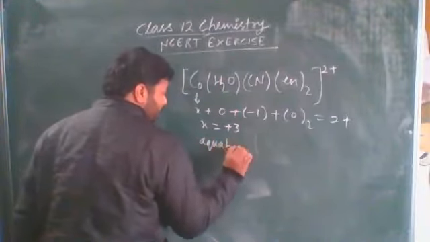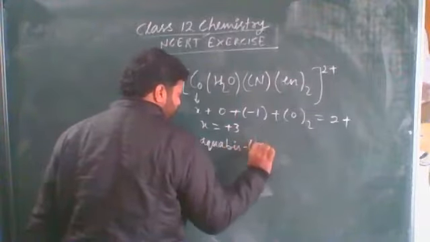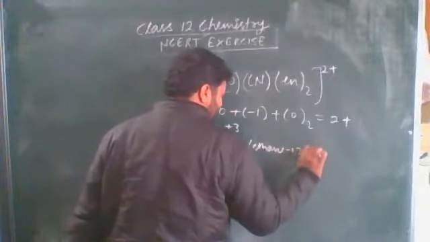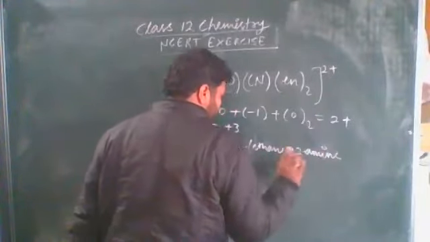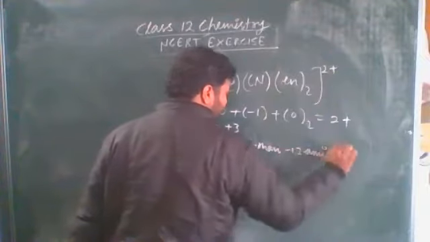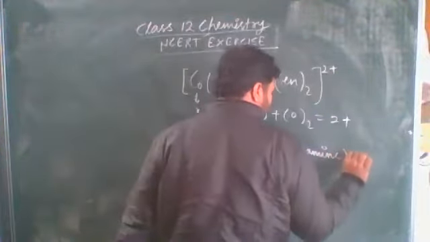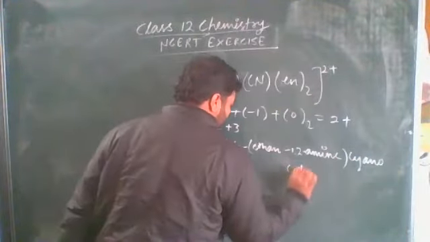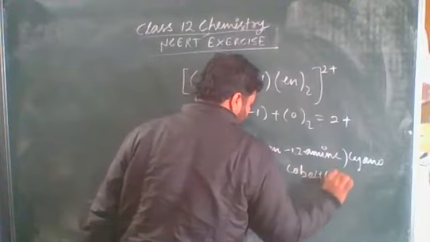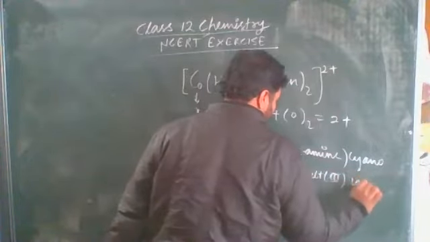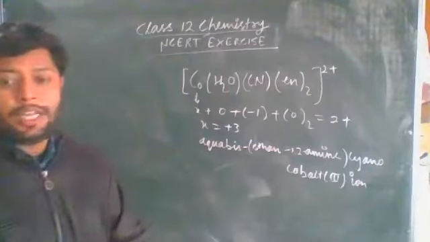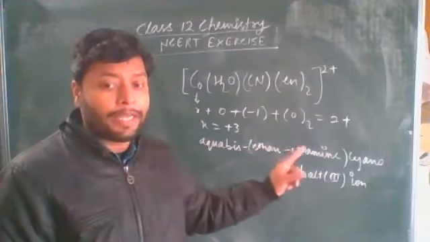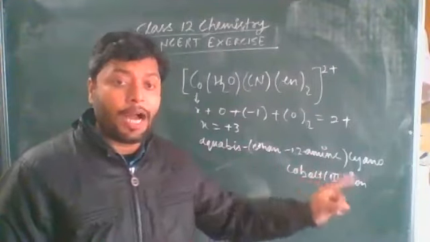Aqua, bis... this is the name of this compound. This complex name is aqua bis(ethane-1,2-diamine) cyano cobalt(III) ion.